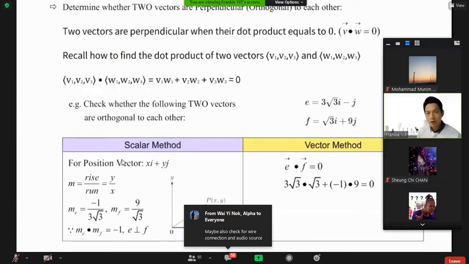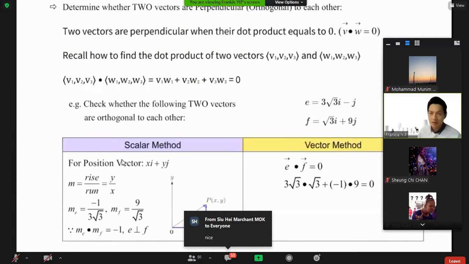Okay, in this part, I would like to describe how we can find whether two vectors are perpendicular to each other. Perpendicular can also be called orthogonal. In the vector point of view, we always use the term orthogonal instead of perpendicular, okay?